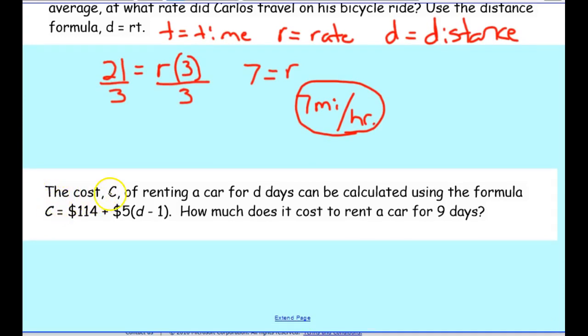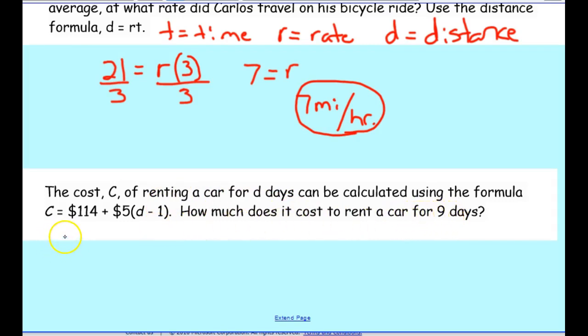Next one, the cost C of renting a car for D days can be calculated using the formula C equals 114 plus 5 times D minus 1. How much does it cost to rent a car for 9 days?